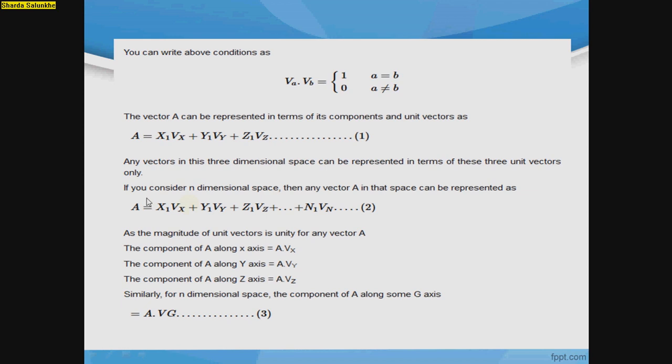If you consider the n-dimensional space, then any vector A in that space can be represented as A = x1 Vx + y1 Vy + z1 Vz up to n1 Vn, as the magnitude of a unit vector is unity. For any vector A, the component of A along the x-axis is A·Vx, along the y-axis is A·Vy, and along the z-axis is A·Vz. Similarly, for n-dimensional space, the component of A along some g-axis is A·Vg.